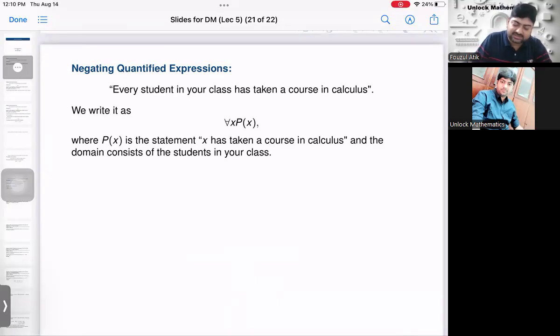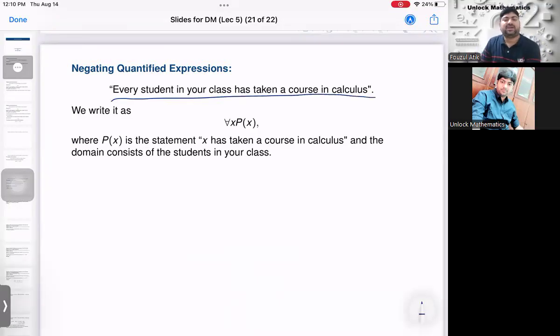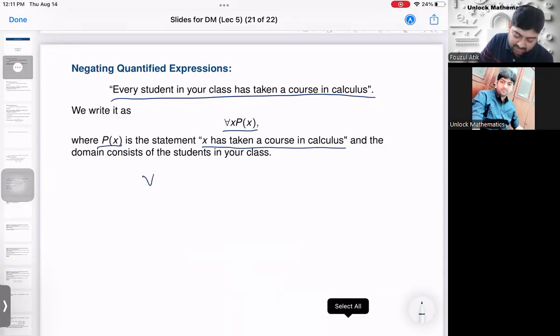Every student in your class has taken a course in calculus, correct? So how can you write it? You can write it as for all x P(x), where P(x) is the propositional function that x has taken a course in calculus, and the domain consists of all students in your class. Now in your class it may be true that every student has taken a course in calculus, so you will immediately say that for all x P(x) is true, because it's a true fact. In your class it may be the case.